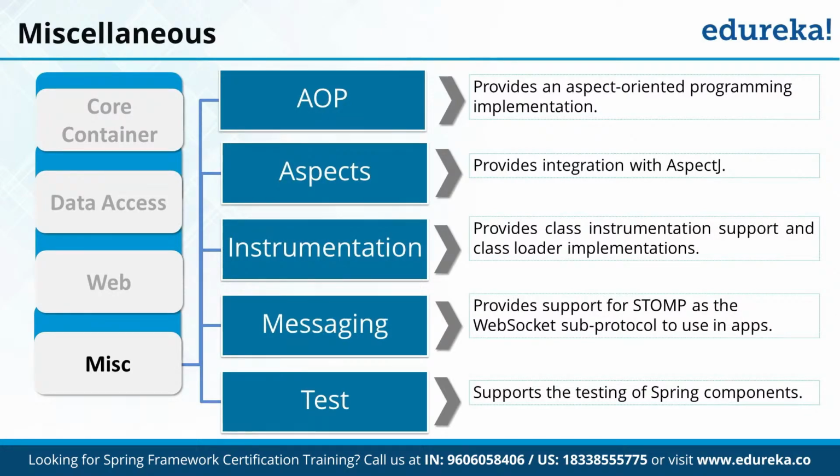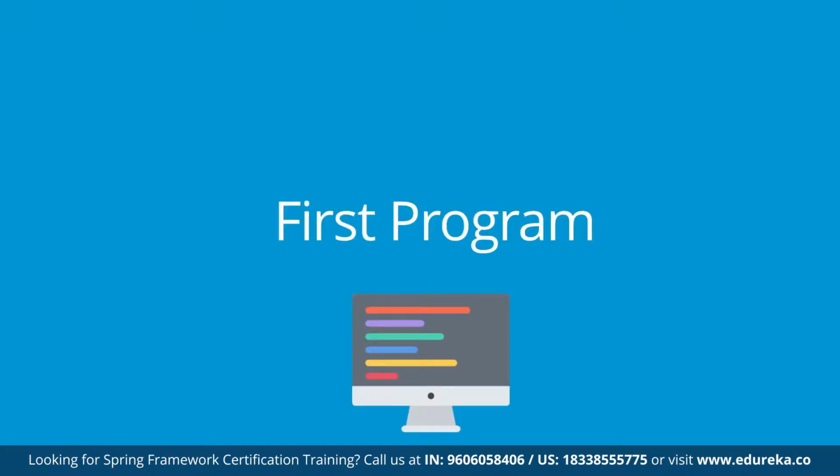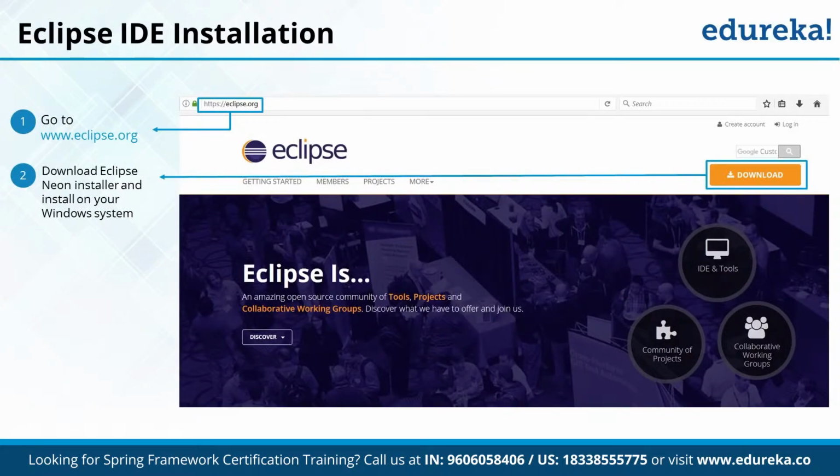Right, so guys, that was a bit of theoretical introduction to the Spring framework, right? So what we are going to do now is the first program in your Spring framework. So let's see how we can write the first program in the Spring framework. So number one, you need to have an Eclipse IDE, right? So you need to download the Eclipse IDE and you need to install it. You do it from eclipse.org, right?